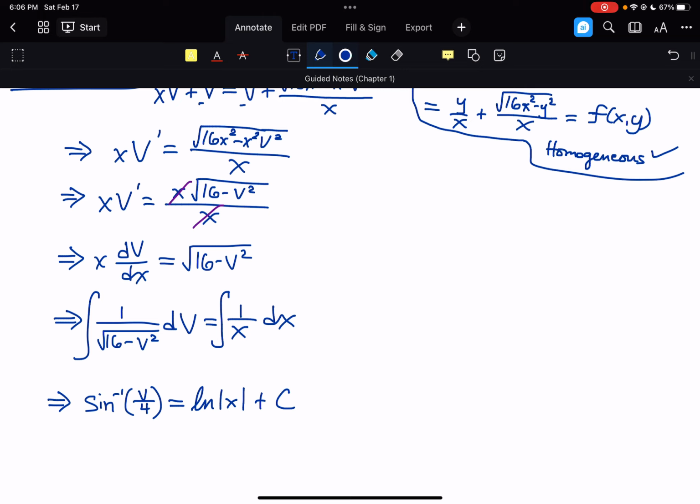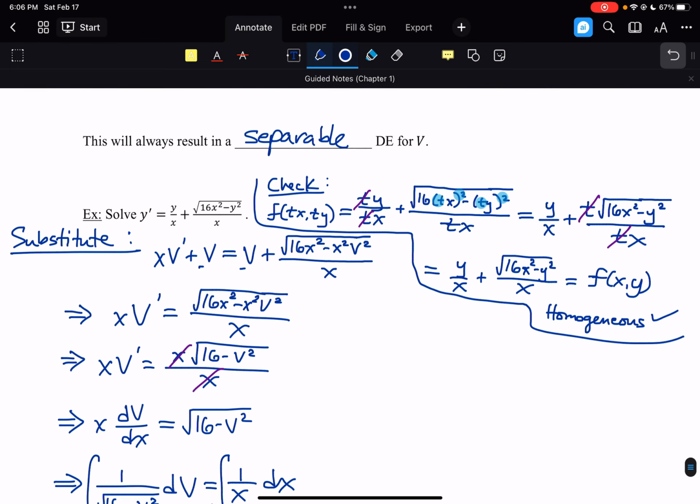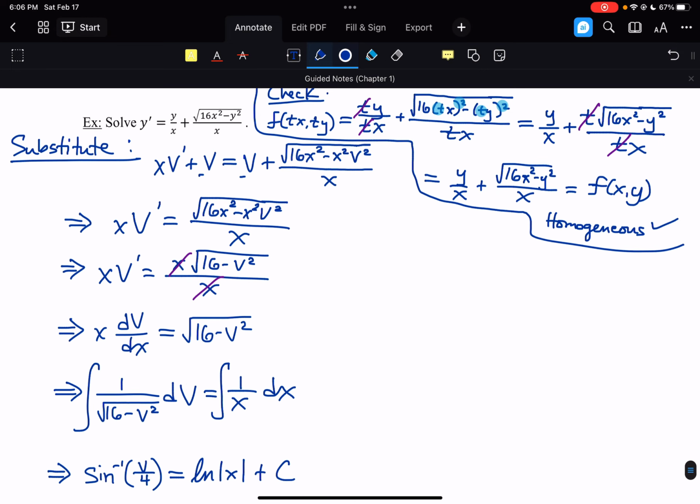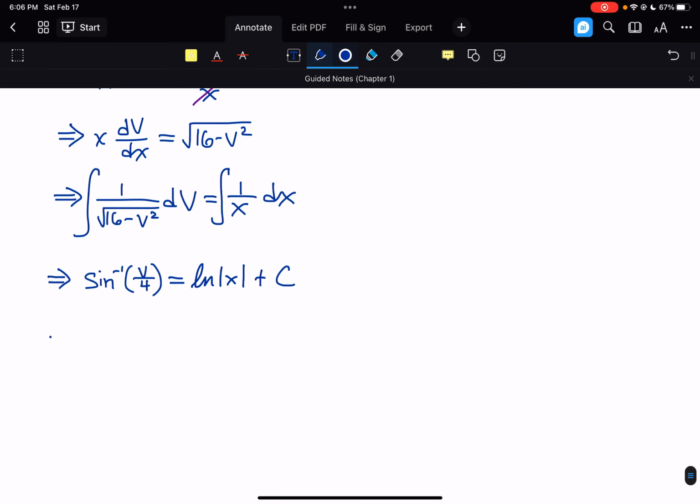And then from here, now that we've actually done the separation, we've taken the integral, now let's go ahead and turn the v back into y again. So v, we recall from up here, is y over x. So let's go ahead and put that in there. So this is going to be inverse sine of y over 4x equals ln and then the plus c.